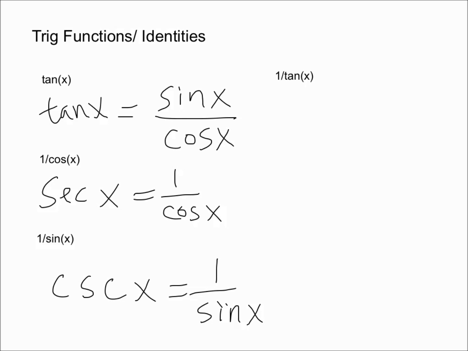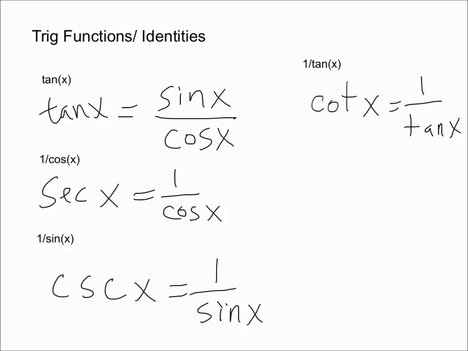Finally, 1 over tangent of x is cotangent of x. So cotangent of x is simply 1 over tangent of x. And those are the basic trig functions and inverse trig functions. I will cover their differentiation in the following video.